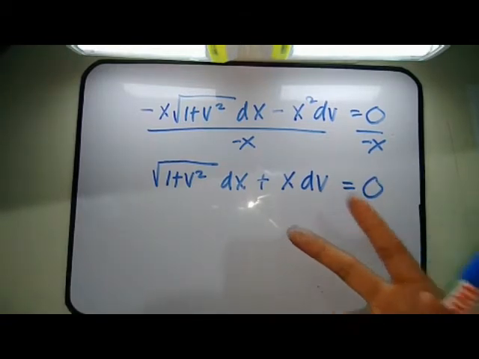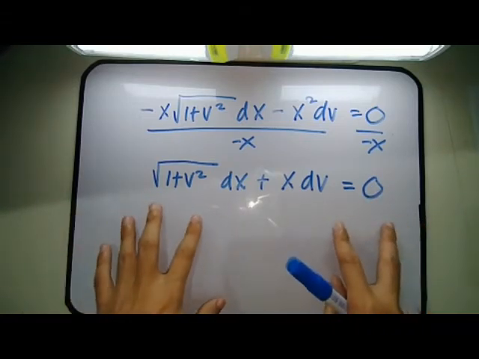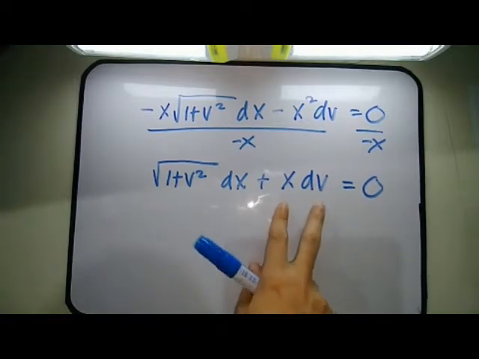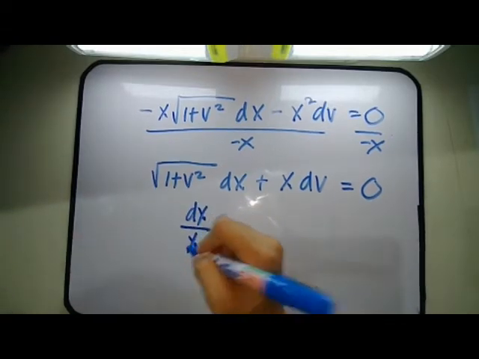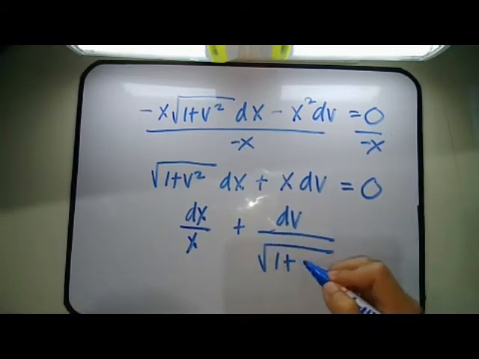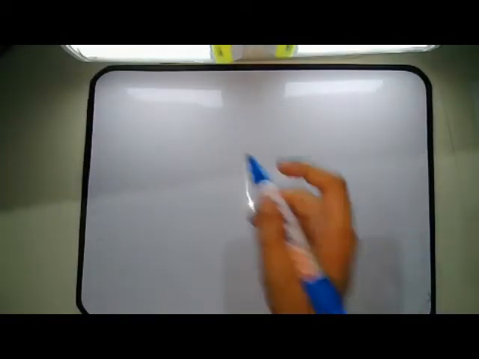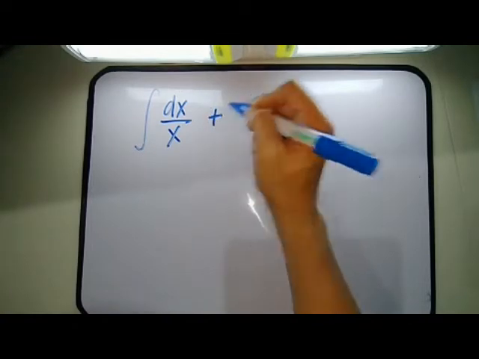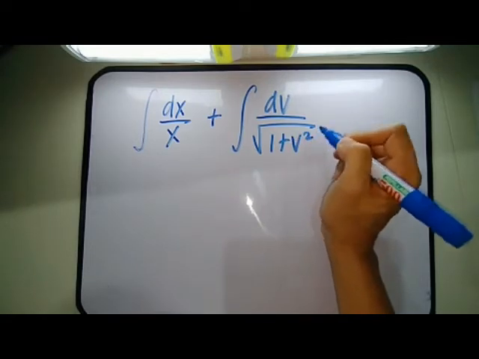So, ito guys yung purpose kung bakit tayo nag-introduce ng other variable v to make this homogeneous differential equation into a separable DE. Now, we can separate. So, divide both sides by x, divide both sides by the square root of 1 plus v squared. So, magiging differential of x all over x plus differential of v all over the square root of 1 plus v squared equals 0. So, integrating both sides, guys, we have integral of differential of x all over x plus integral of dv all over the square root of 1 plus v squared.